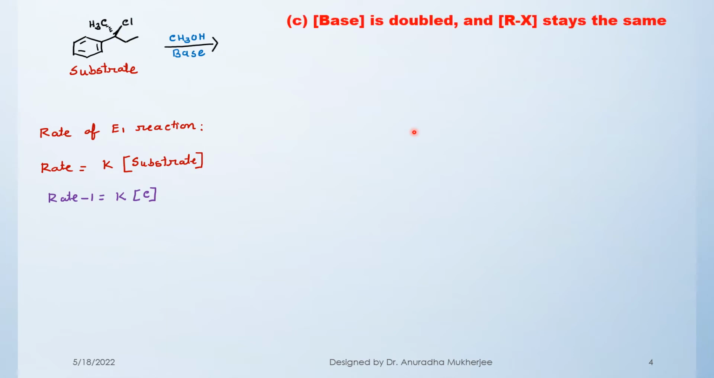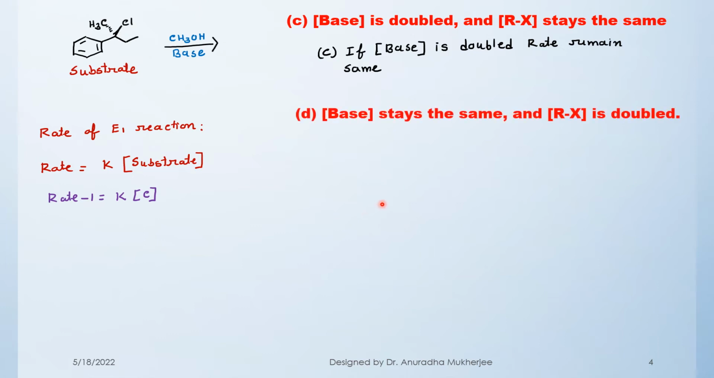Now it has been asked: if the concentration of base is doubled and the concentration of substrate, Rx, stays the same, then what is going to happen? I have already explained that in the E1 reaction, the rate of the reaction depends only on the concentration of substrate. It is independent of the concentration of base. So if you increase the concentration of base, nothing is going to happen to the rate of the reaction. It will be the same as it was.